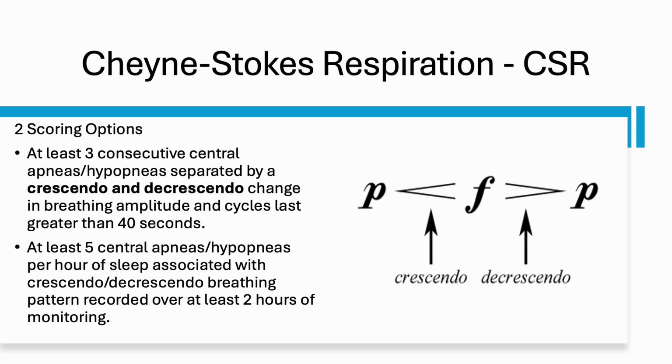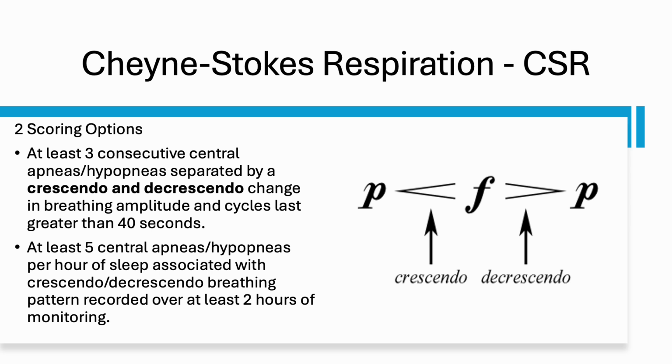We score Cheyne-Stokes respiration two different ways. We can have at least 3 consecutive central events, either apneas or hypopneas, which are connected or separated by a crescendo and decrescendo change in breathing amplitude. Each one of these breath patterns from big to small last longer than 40 seconds each. Or we can have at least 5 central events, apneas or hypopneas per hour, that are associated with the crescendo-decrescendo over at least 2 hours of recording.